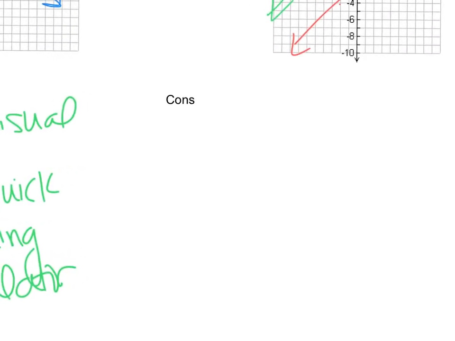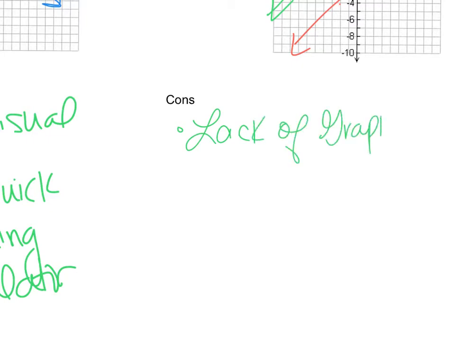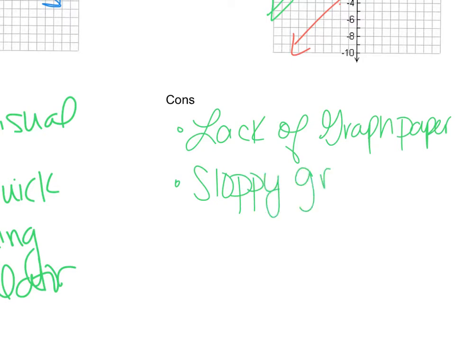Con, let's say just lack of graph paper. And then another con would be sloppy graphs. I mean, look at mine. Sloppy graphs.